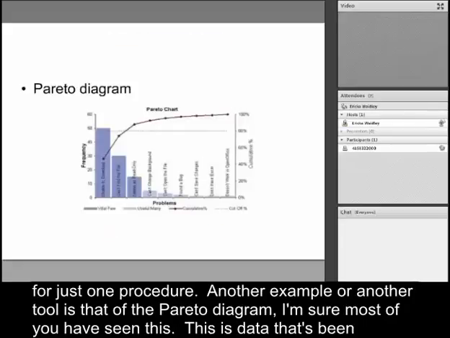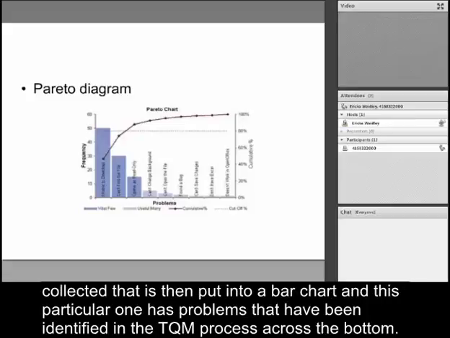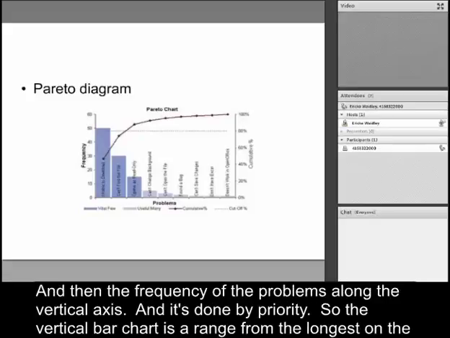Another example or another tool is that of the Pareto diagram. I'm sure most of you have seen this. This is data that's been collected that then's put into a bar chart, and this particular one has problems that have been identified in the TQM process across the bottom, and then the frequency of those problems along the vertical axis, and it's done by priority.